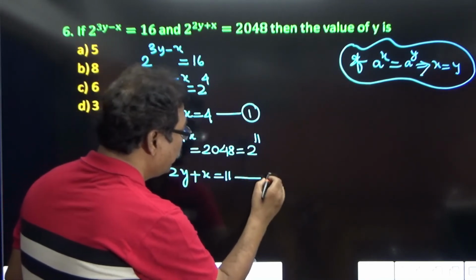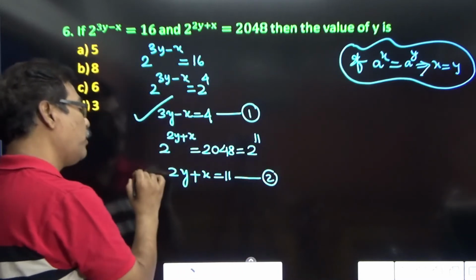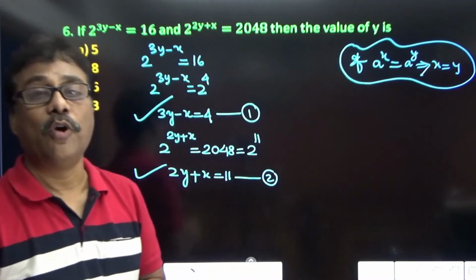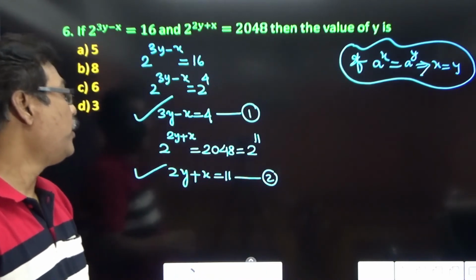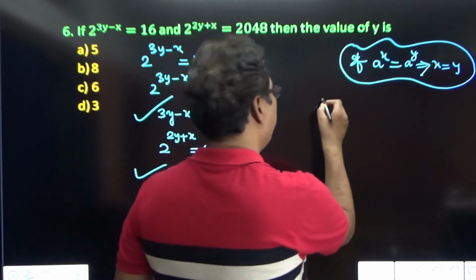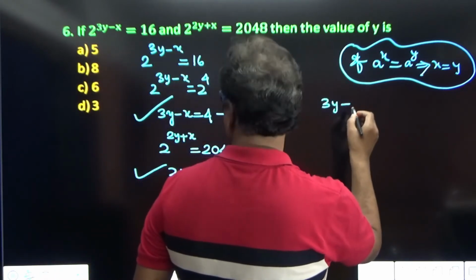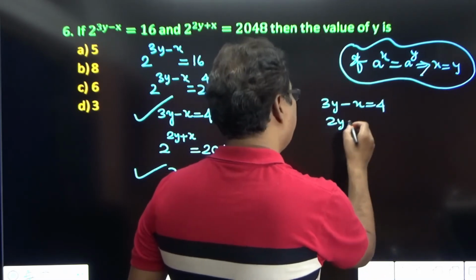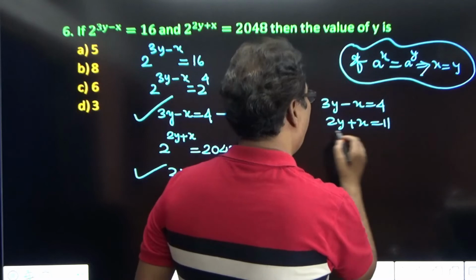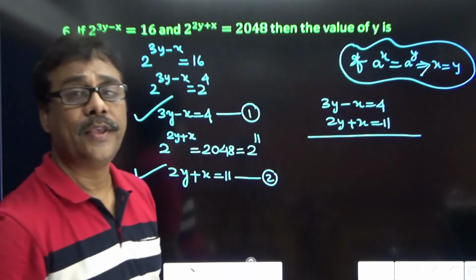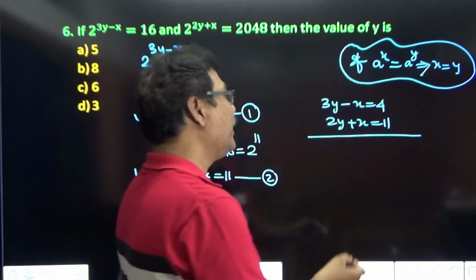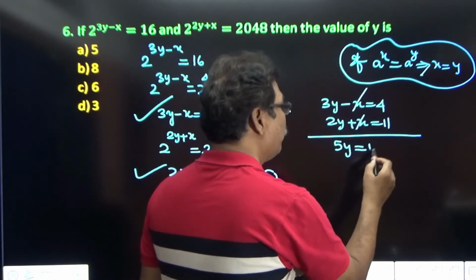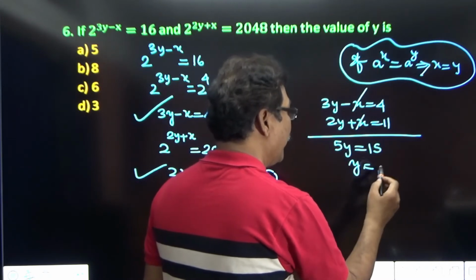Now that is equation number 2. So this is equation number 1, this is equation number 2. I have to solve these two equations to get the value of x and y. So what will I do? Just let me write these equations one by one. 3y minus x is equal to 4, and then 2y plus x is equal to 11. Okay, let me add these two equations. If I add these two equations, what am I getting? x gets cancelled. 3y plus 2y is 5y is equal to 15. So the y value I am going to get is 3.